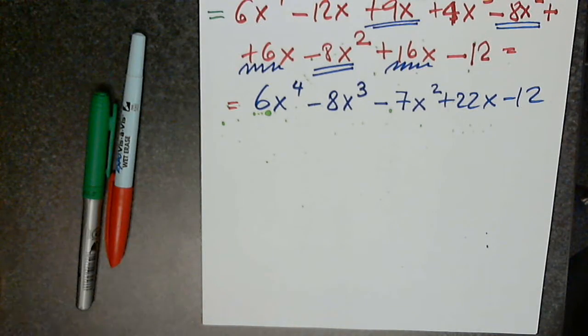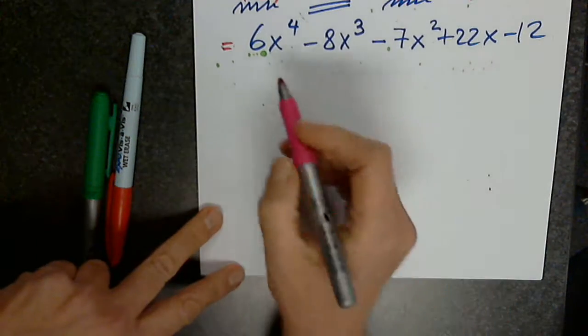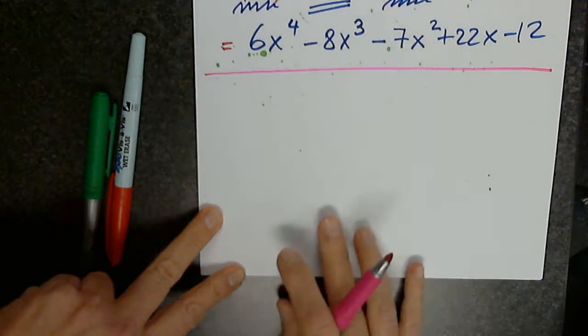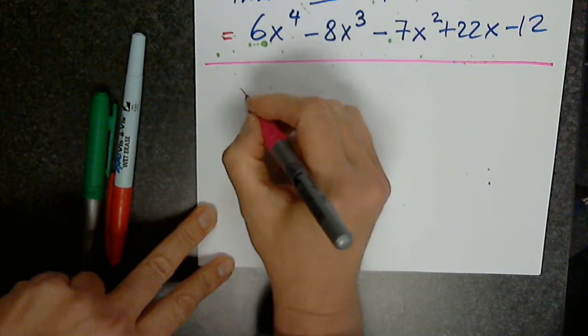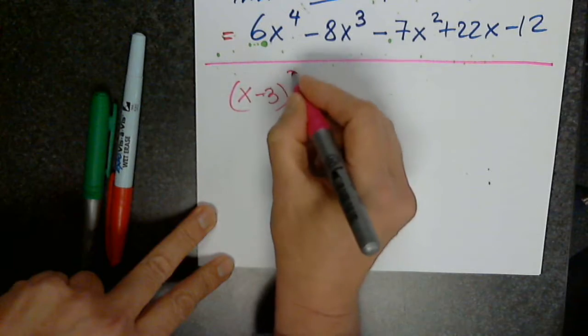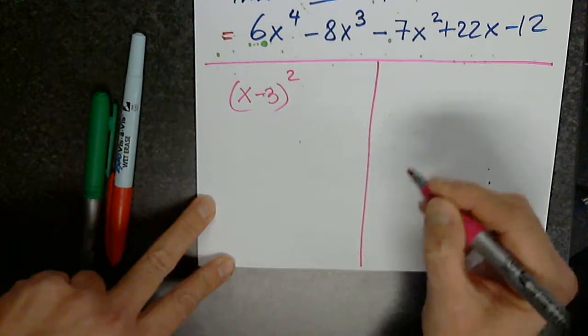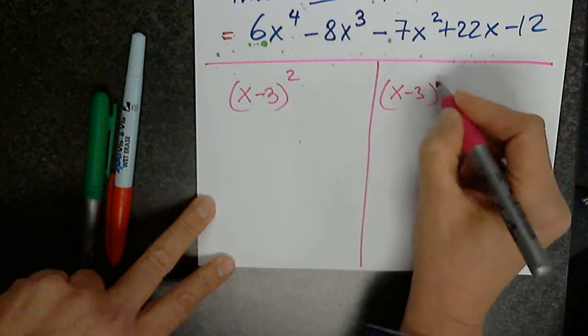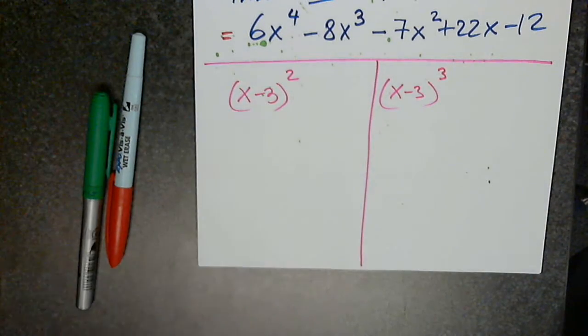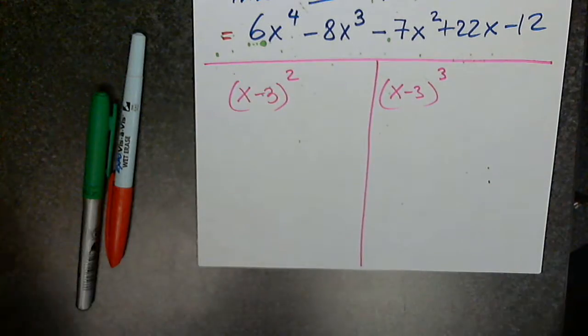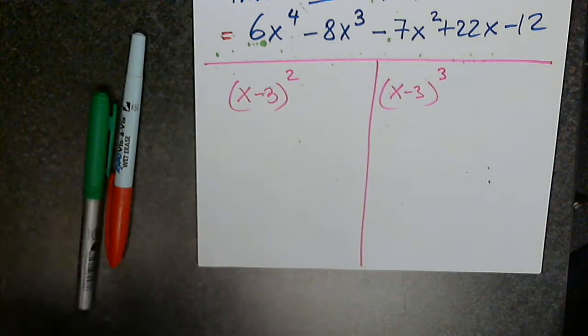Okay. Now I would like to look at two situations, and then I'll stop. Promise. Here's one. And here's the other. Okay? And after this, I promise to stop. What does x minus 3 squared mean?